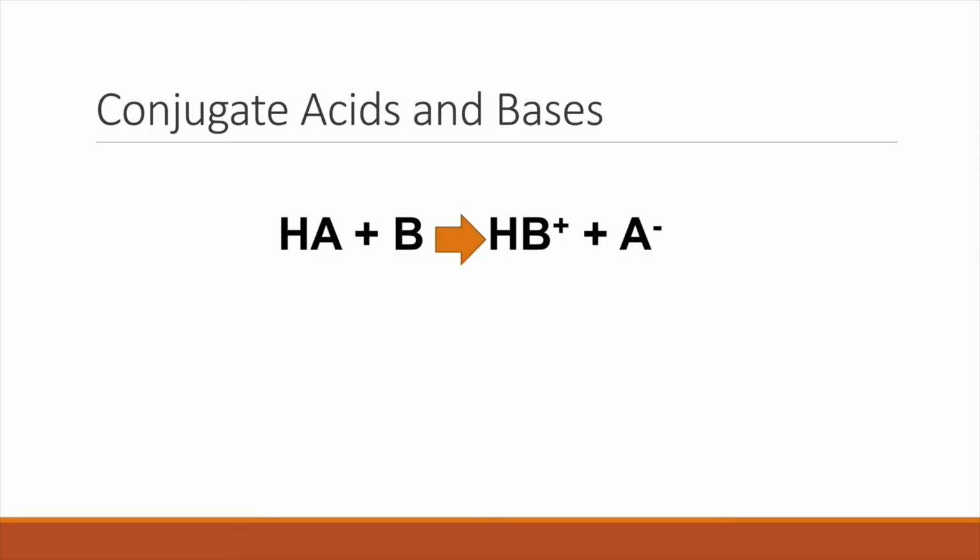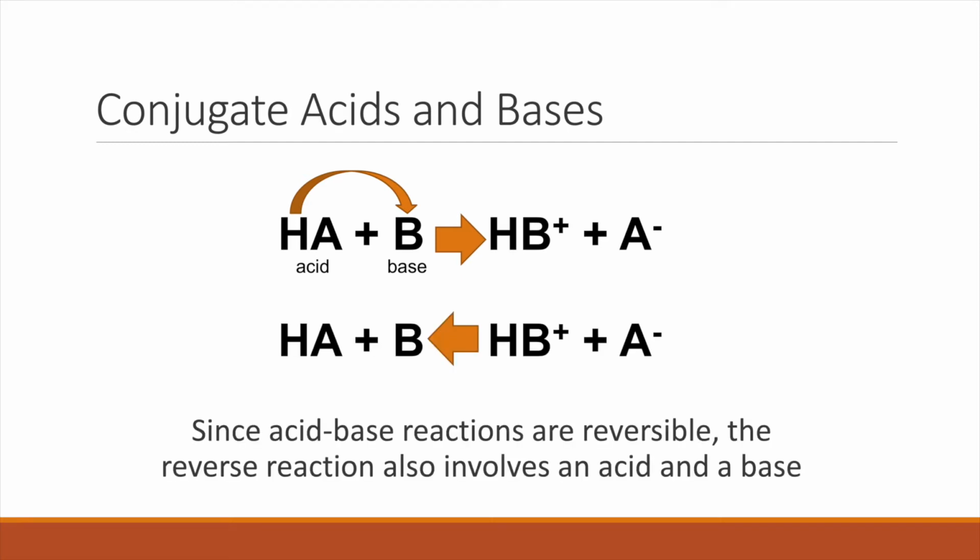Okay, so conjugate acids and bases. So far, we're talking about this as happening in one direction, right? The hydrogen here donates to the B base. I've got an acid and a base, and everything is great. But that's only going in the forward direction. Acid-base reactions are actually reversible, which means that the reverse reaction also involves an acid and a base, right?